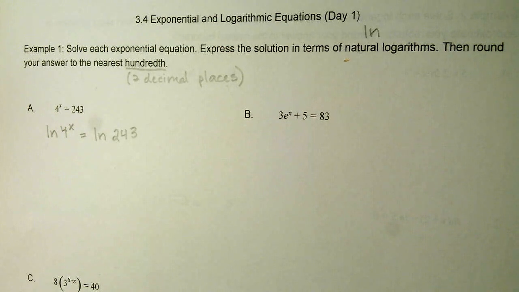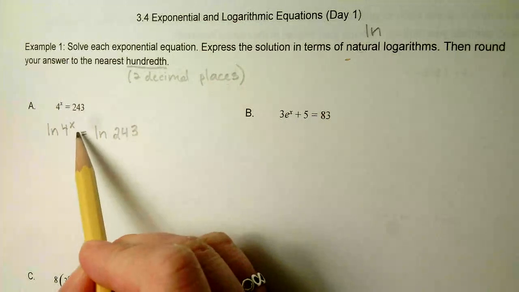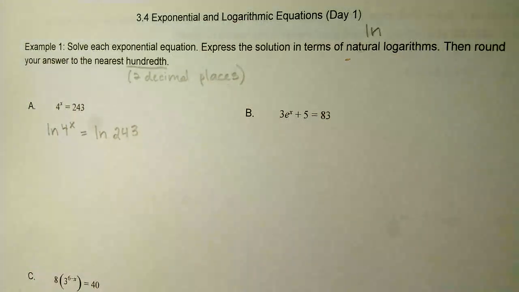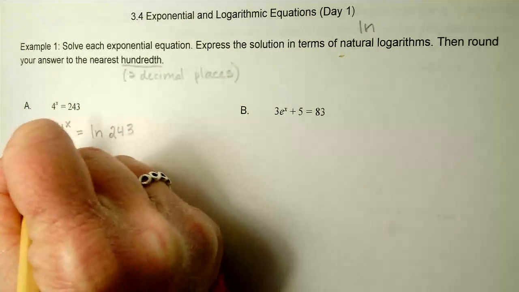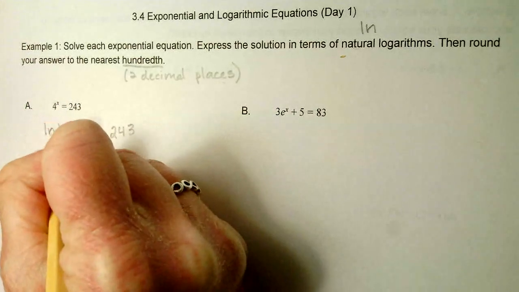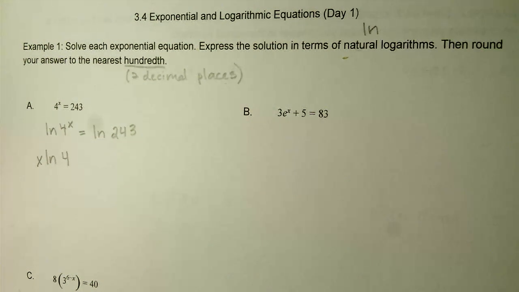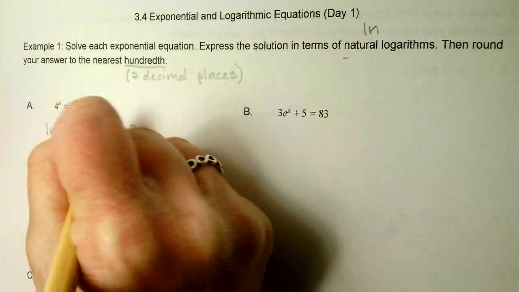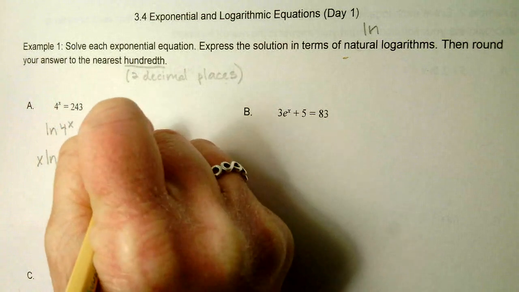Next, we are going to use the properties of logarithms, the power property, to rewrite this expression. Since x is in our exponent, we are going to move that out front. The left side simplifies to x ln of 4. Our right side is still natural log of 243.